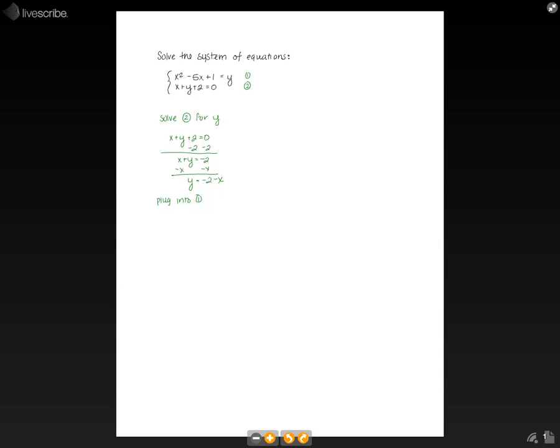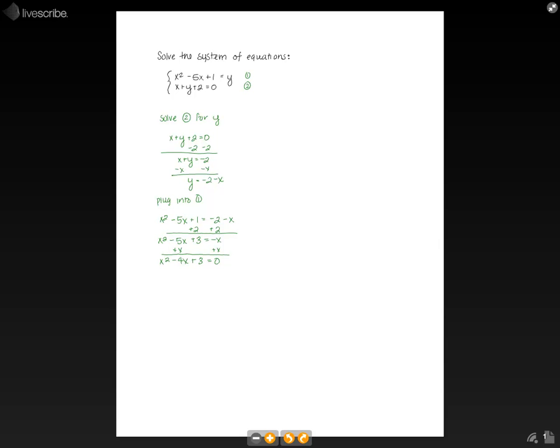Alright, so that's going to give us x squared minus 5x plus 1 equals negative 2 minus x. Alright, so now in order to solve this quadratic equation, we need to set it equal to 0. So we need to add 2 to both sides. We'll get x squared minus 5x plus 3 equals negative x. We'll add x to both sides. And we'll get x squared minus 4x plus 3 equals 0. Alright, so at this point we have a quadratic equation that we know how to solve.